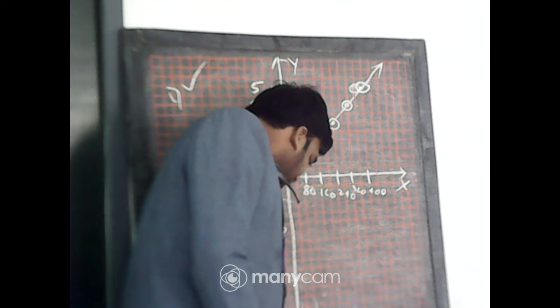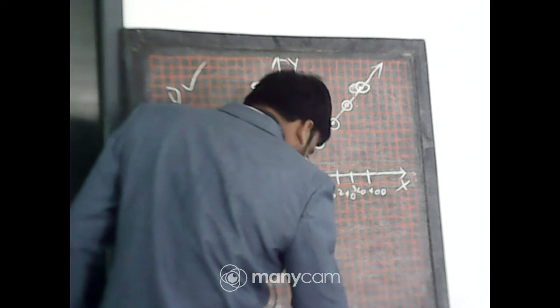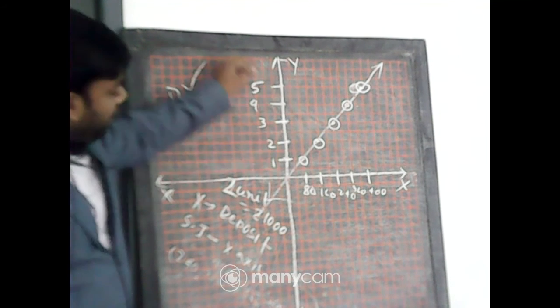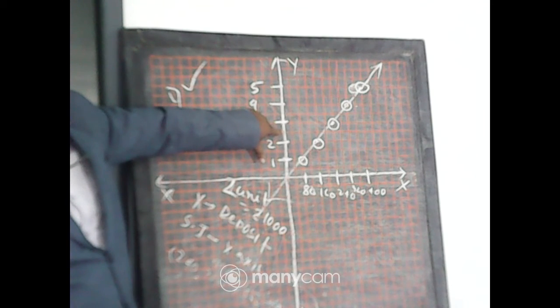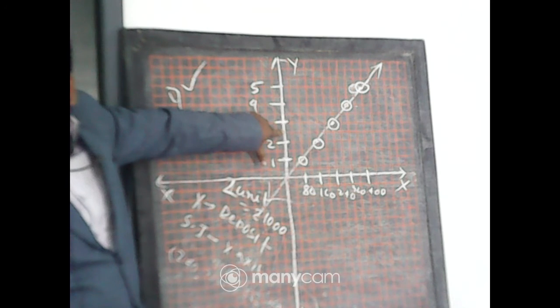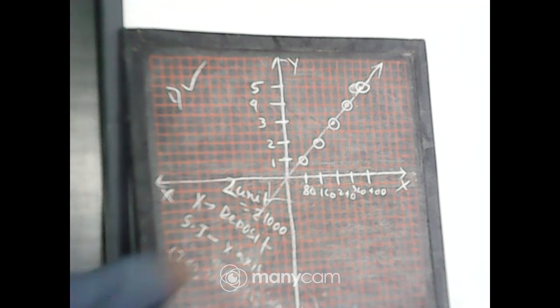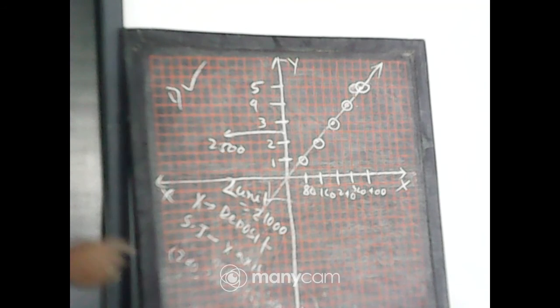Use the graph. Find the interest on rupees 2500 for 1 year. First of all, tell me the position of rupees 2500. Between 1000 and 2000, what will that point denote? That point will denote what rupees? Tell me, everyone. Yes, that point is rupees 2500.